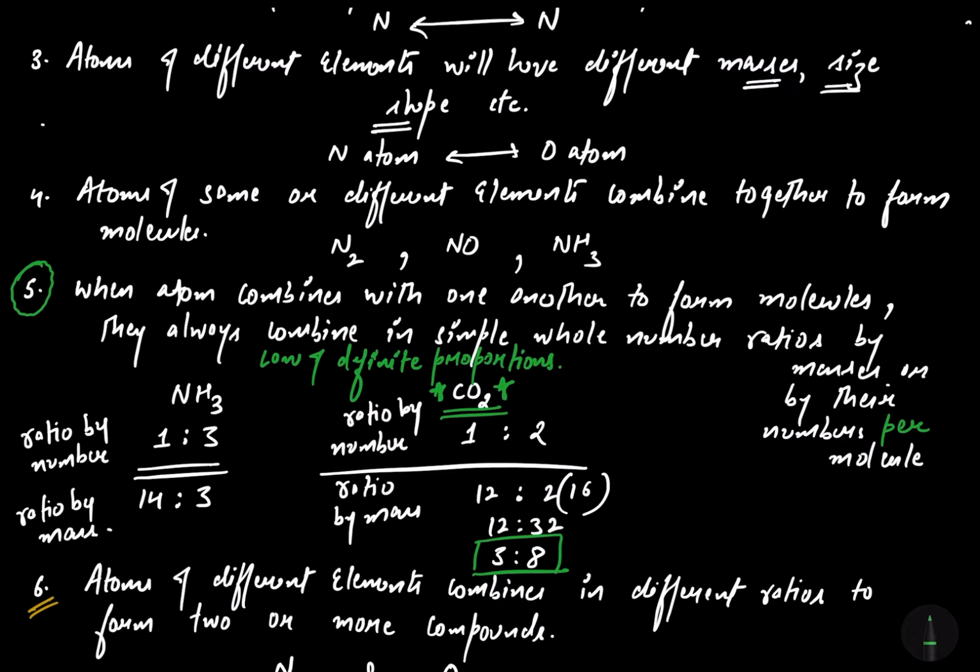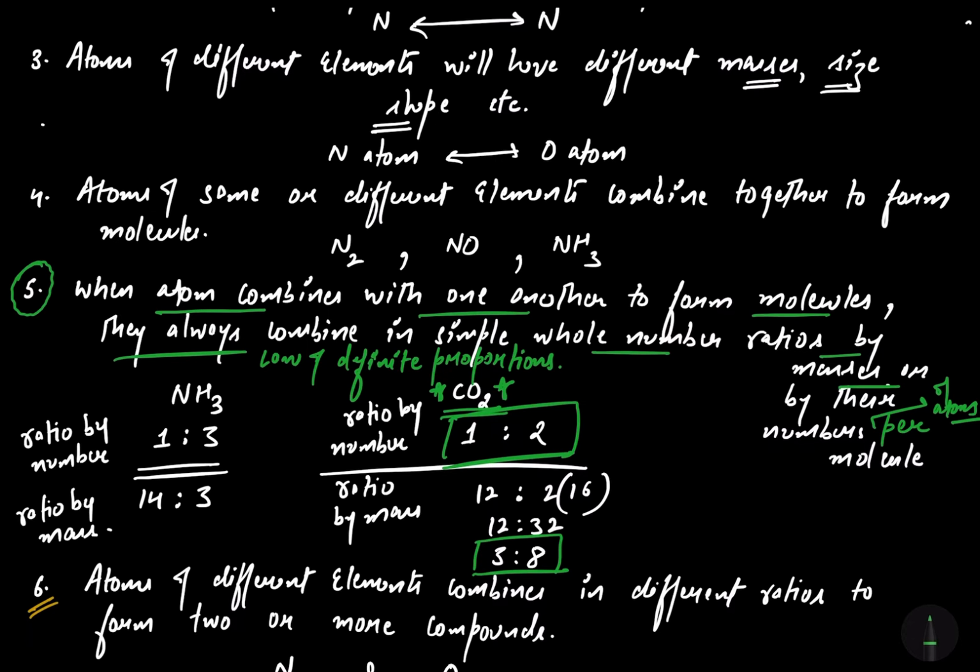So again, what is the fifth postulate stating? When atoms combine with one another to form molecules, they always combine in simple ratios by their masses or by their number of atoms per molecule. In CO2, the number of carbon atoms is 1 and that of oxygen is 2, so the ratio is 1:2. So the law of definite proportion is supported by the fifth postulate.